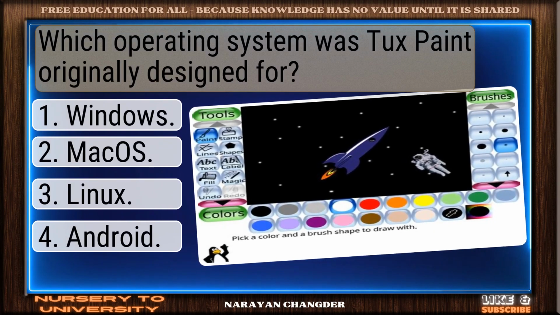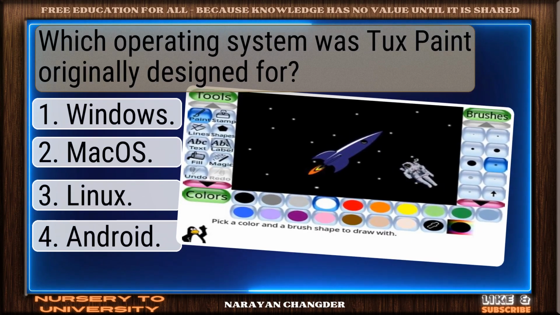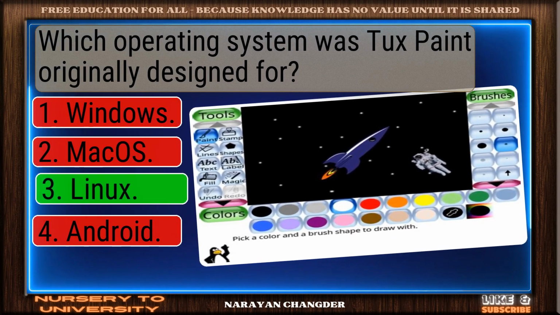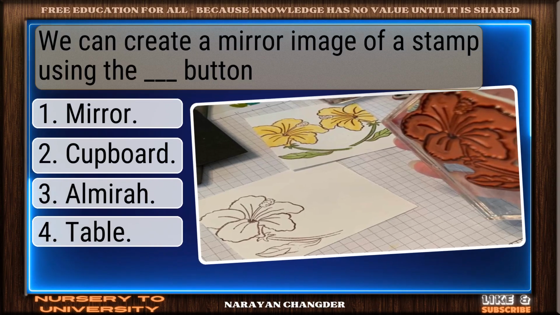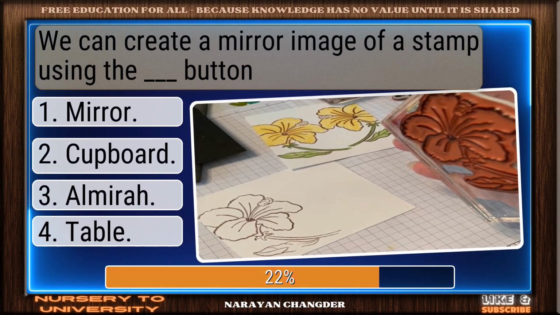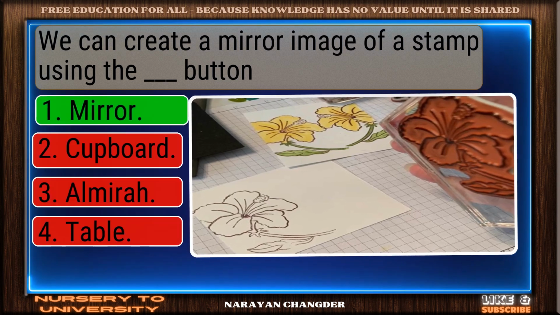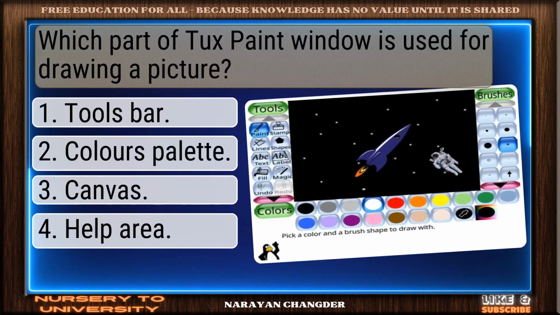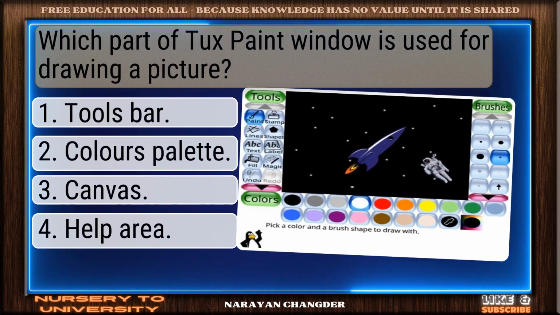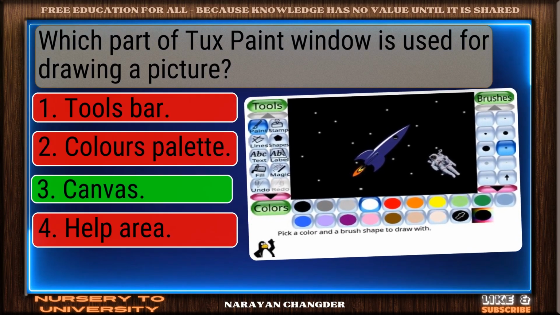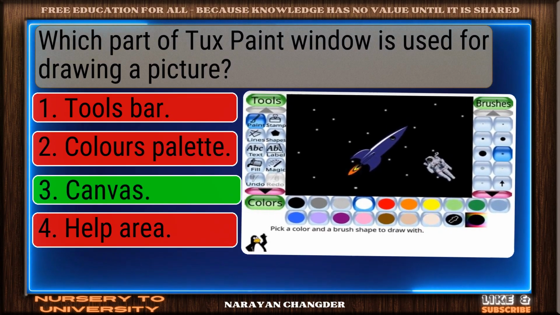Which operating system was TuxPaint originally designed for? Solid response. Linux is valid. We can create a mirror image of a stamp using the Dash button. Exactly. Mirror makes sense. Which part of TuxPaint window is used for drawing a picture? On track. Canvas is correct.